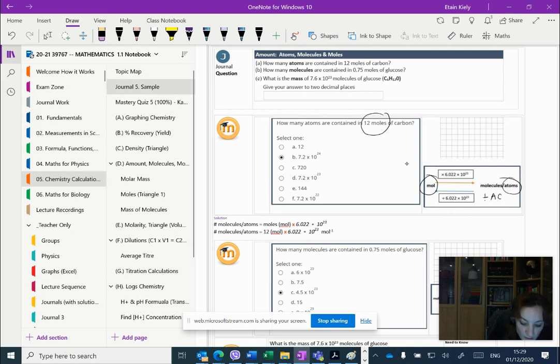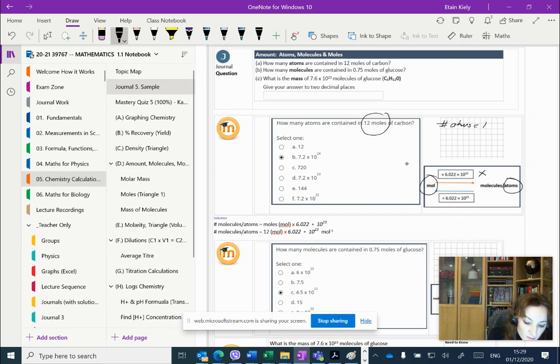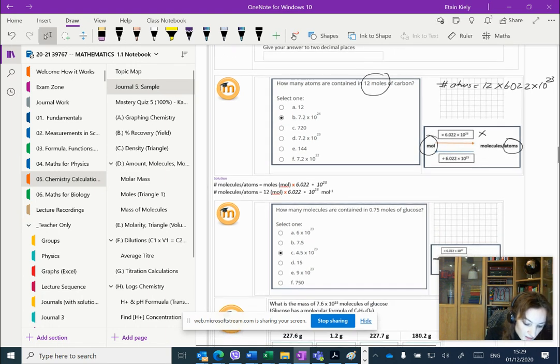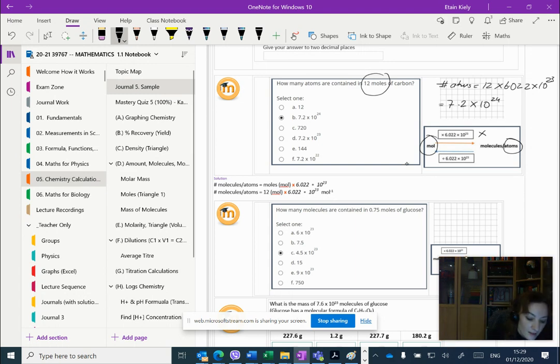you can follow the arrow. And so we're going from moles to atoms. We're going to multiply by Avogadro's constant. So that's what we're doing. The number of atoms is going to be 12 by 6.022 by 10 to the 23. And that will give us an answer of 7.2 by 10 to the 24. You can plug all this into your calculator, and that gives us an answer of B.